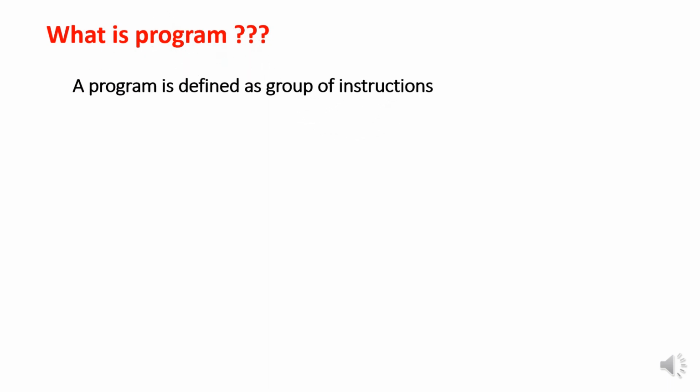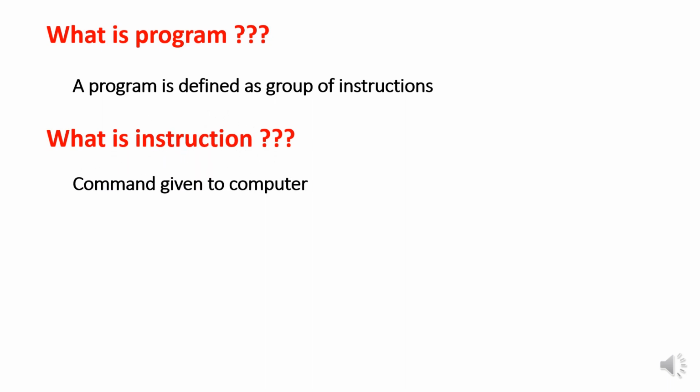So, let us start from the definition of a program. What is a program? A program is defined as a group of instructions. So the definition of a program is a group of instructions. The next comes, what is an instruction? An instruction is nothing but a command given to the computer.